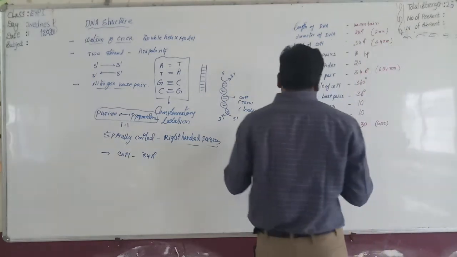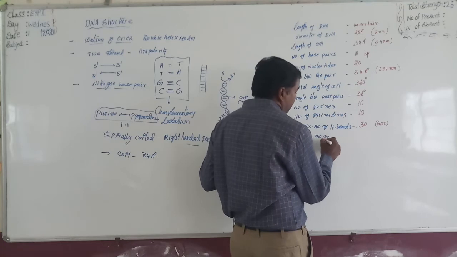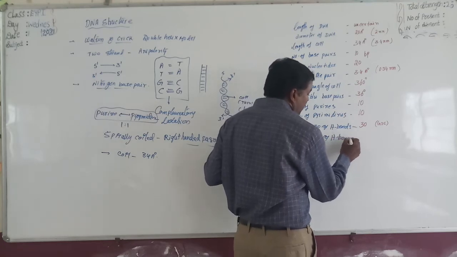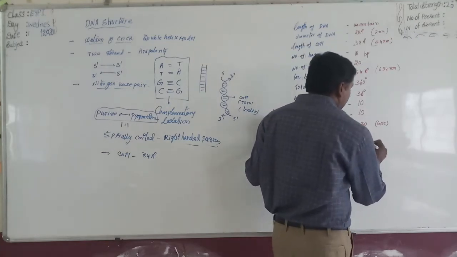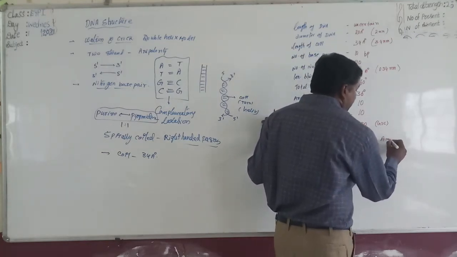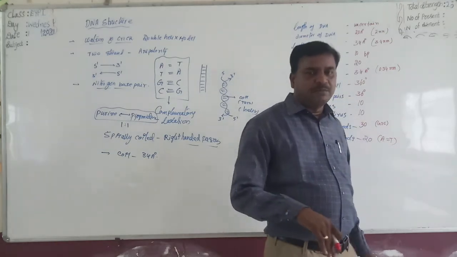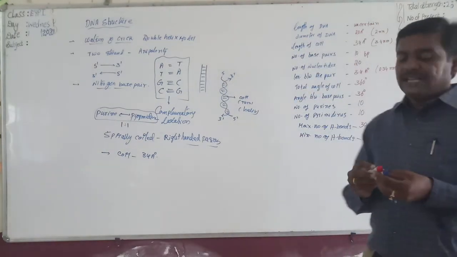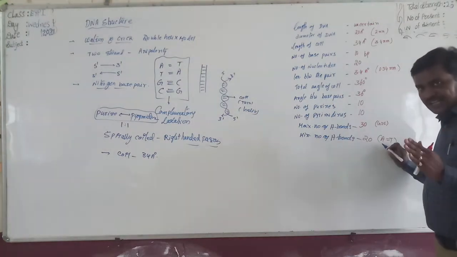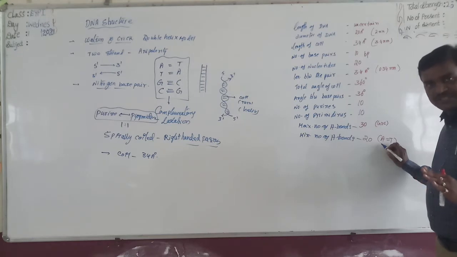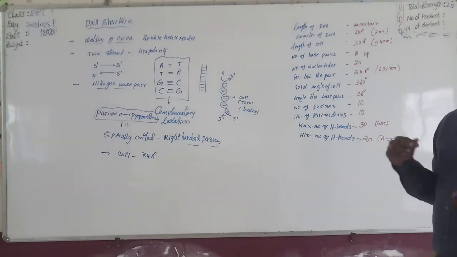But what about the minimum number of H bonds? Minimum number of H bonds is 20. If it is A double bond T or T double bond A, that is when the 10 base pairs are A and T, it gives the minimum number of hydrogen bonds, that is 10 into 2, which is equal to 20.